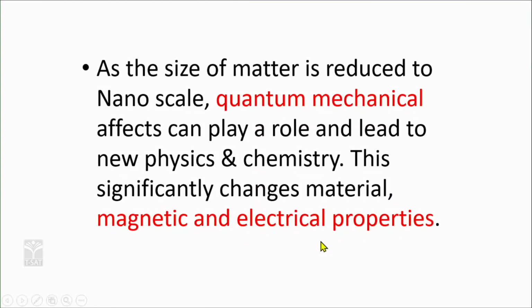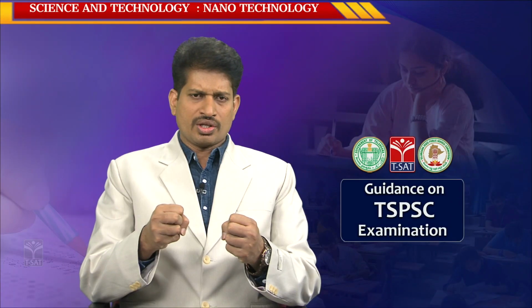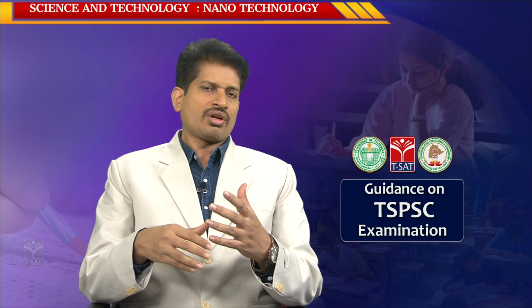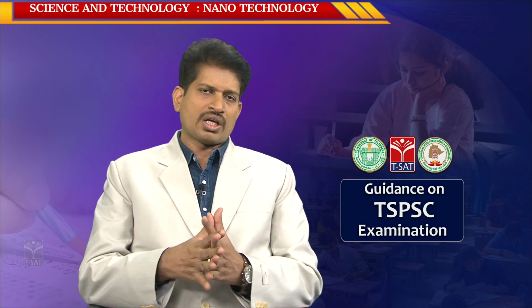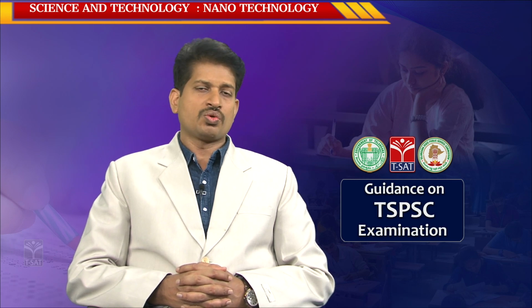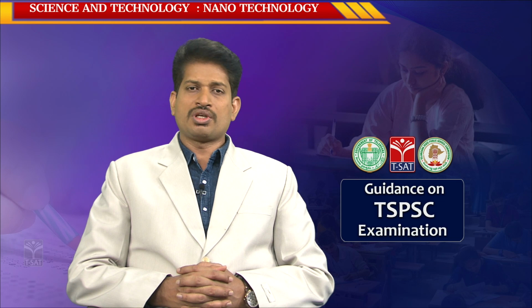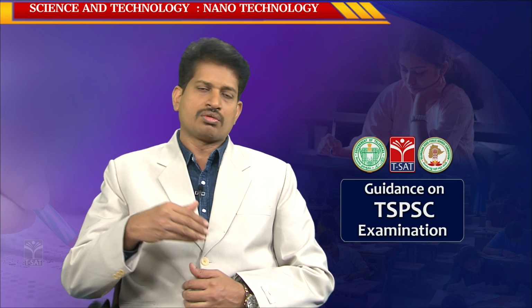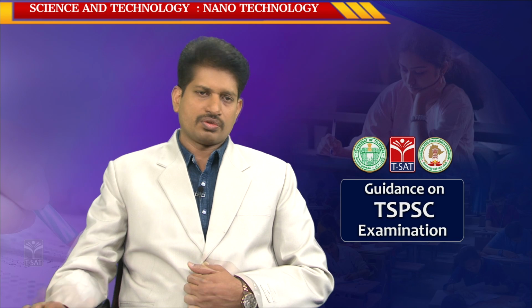As the size of matter is reduced to nanoscale, quantum mechanical effects can play a role and lead to new physics and chemistry. This significantly changes material magnetic and electrical properties. So, when the size of the material is decreased, the way the material behaves changes, which is known as quantum impact, because the fundamental particles get into action to change the reaction or the nature of the element. We are using this change for our advantage.